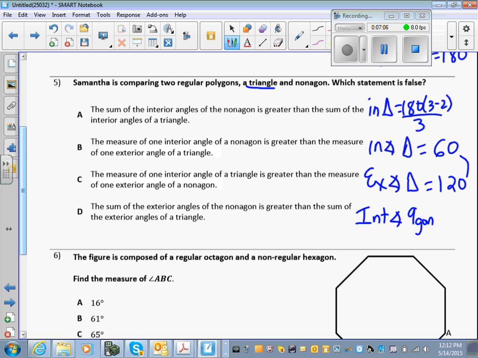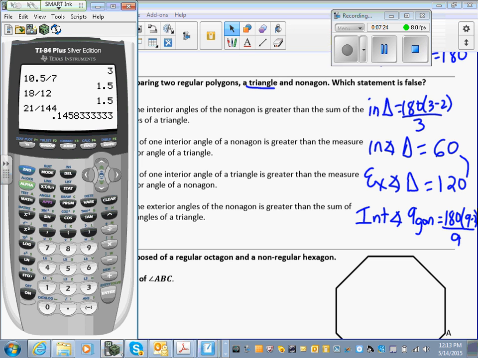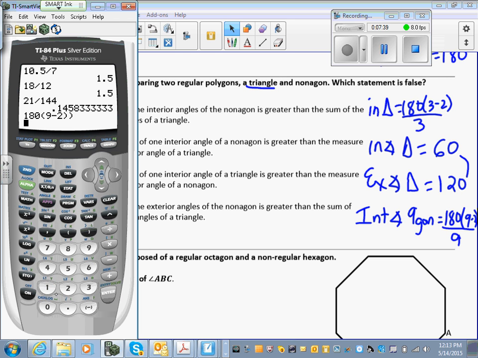By the same token, I'll do the interior angle of a nonagon. A nonagon is 9 sides, so 180 times 9 minus 2, over 9. I think it's going to give you 140, if I'm not mistaken. So let me put my calculator up so that I can do it. So I'll just do 180, open parentheses, 9 minus 2. Oh, I doubled the parentheses, so I can do 180 and minus 2, more parentheses.